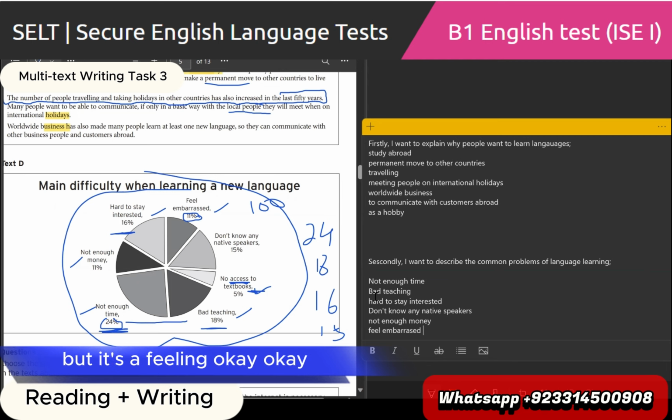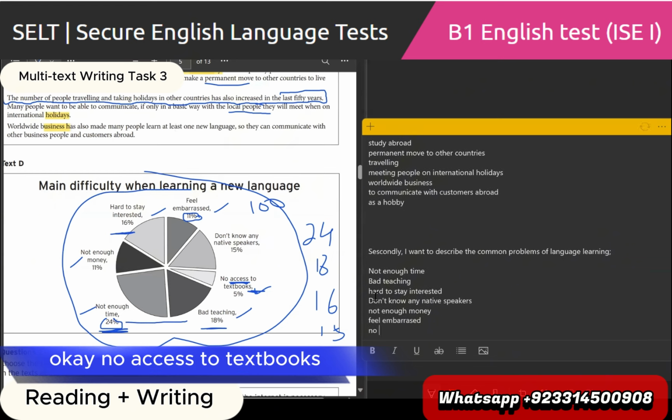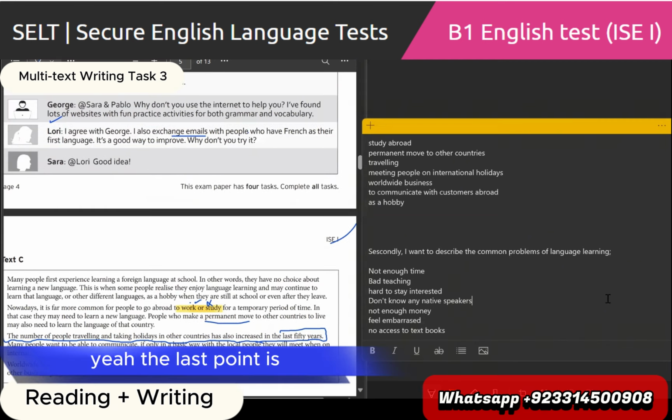Okay. After that, no access to textbooks. Okay. No access to textbooks. Yeah, that is fine. No access to textbooks. That is fine. I think we have written everything now. The last point is.